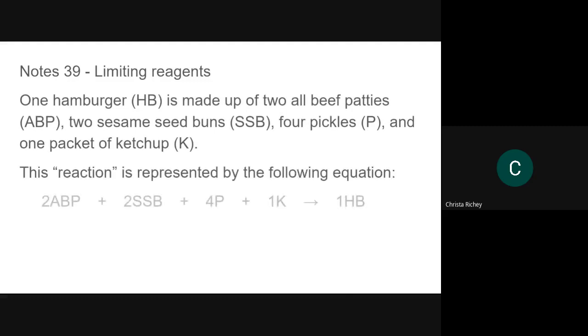It starts off with this McDonald's hamburger kind of thing, where it says that it takes 2 all beef patties, 2 sesame seed buns, 4 pickles, and a ketchup to make 1 burger. So this is essentially the same thing as a chemical reaction, Jared.